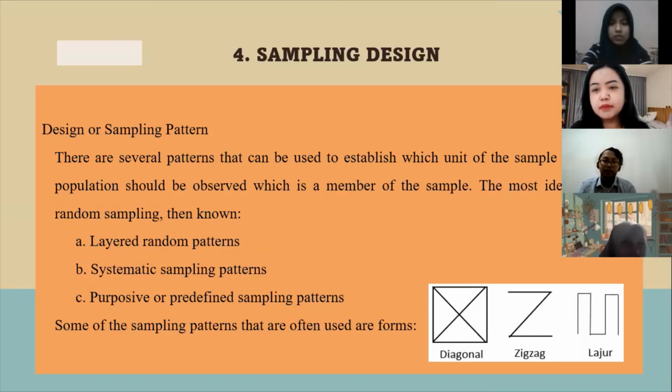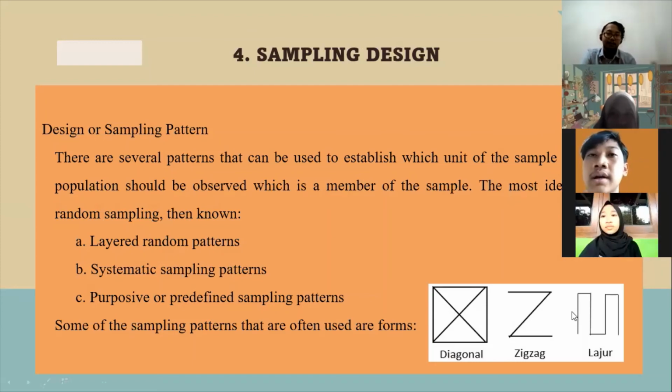For sampling design or sampling pattern, there are several patterns that can be used to establish which unit of the sample of the entire population should be observed, which is a member of the sample. The most ideal pattern is random sampling, then known first, layered random patterns, two, systematic sampling patterns, and the last one, purposive or predefined sampling patterns. Some of the sampling patterns that are often used are diagonal, zigzag, and others.